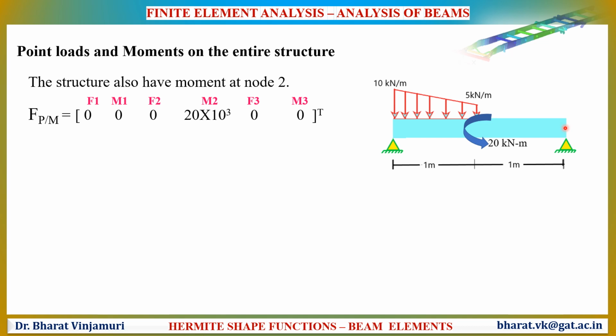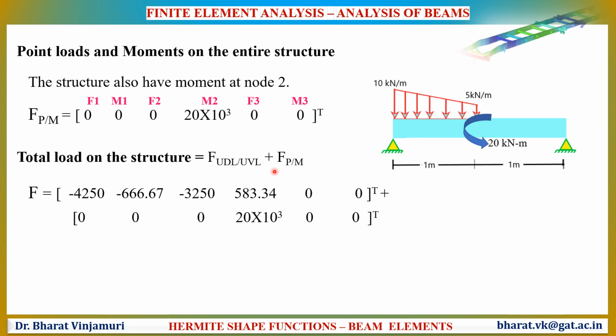By combining these values, the total load on the structure is the combination of distributed loads as well as the point loads and moments. Here, by simply adding these two values, because these two represent the same structure, we will be determining the final loads. These are the final loads on the entire structure, and these loads will be used to determine the field variables.